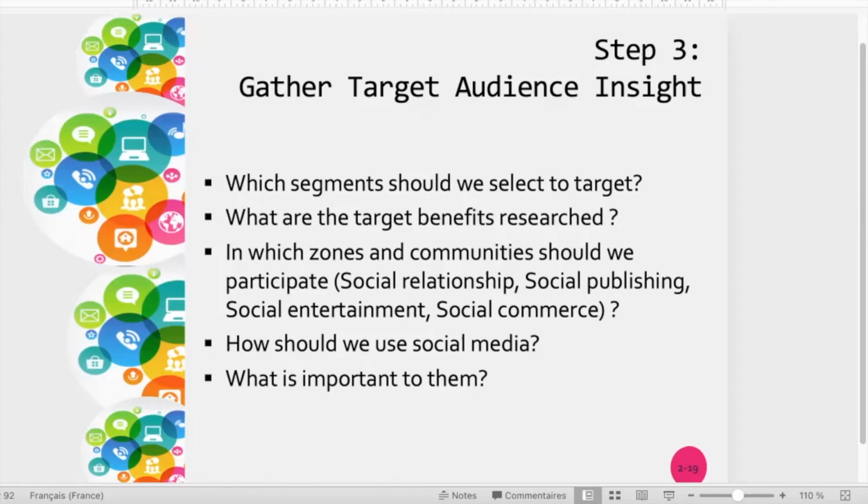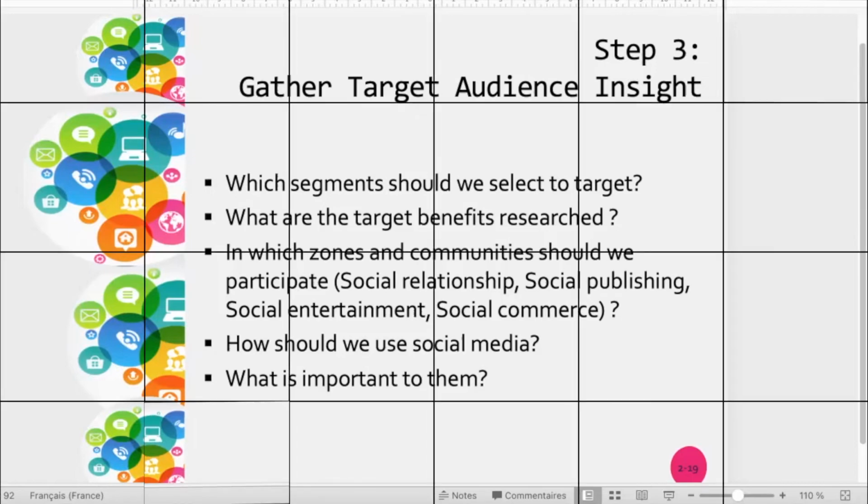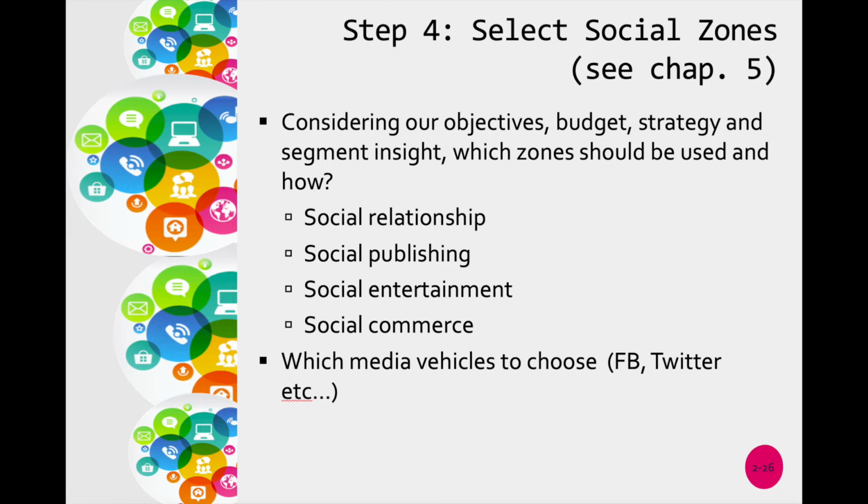And so it is important to understand fully your target audience by doing marketing research in order to understand what they are searching for, who your target groups are, what benefits they're searching for, what they want to do, which social media they use, and how you want to make them participate. So again, in step 4, you have to select the social media zones, considering your objectives, the budget, the strategy, the target groups, and the insight about the target groups. There are different groups: social relationship or social community, social publishing, social entertainment, and social commerce. And in these social media zones, you have to determine which media vehicles to choose, such as Facebook, Twitter, Line, or WeChat.